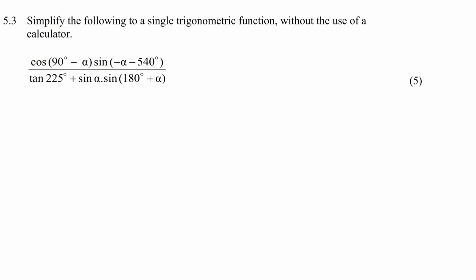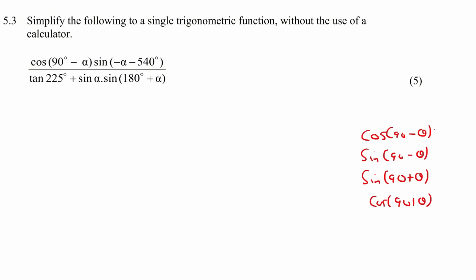Simplify the following to a single trig function without using a calculator. Okay, so this one here is a co-function. We have got 4 co-functions, and then we've got the ones where you plus. So they all become the opposite. So this becomes sin theta, this becomes cos theta, this becomes cos theta, and this one becomes negative sin theta. So we've been given this one, so we're just going to replace this with sin alpha.